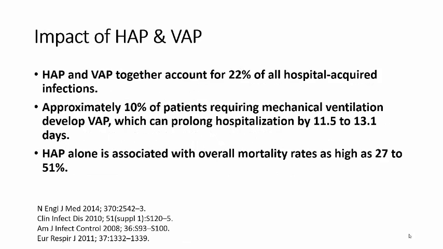So let's briefly go to the impact of HAP and VAP, and then we'll talk more about why HCAP was taken out of the guidelines. HAP or VAP account for at least 22% of all hospital-acquired infections. Approximately 10% of patients requiring mechanical ventilation will develop VAP, which will prolong the hospitalization by close to 2 weeks. HAP alone is associated with an overall mortality rate as high as 27 to 51% in various studies. So it's important, and then there are obviously monetary impacts, length of stay impacts, all kinds of stuff.